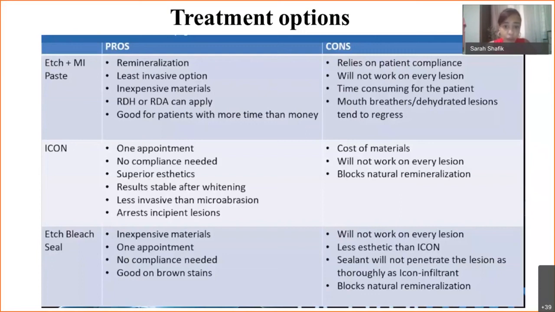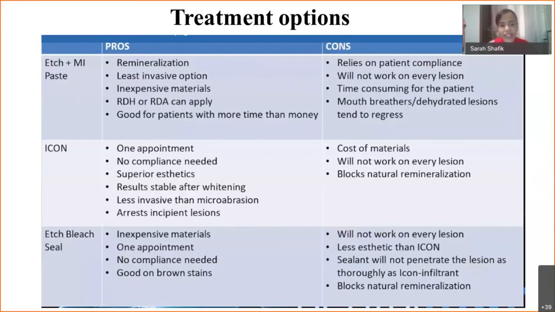You're not going to use a microabrasion or anything of these. And it arrests the insidious caries lesion. The main disadvantage is that it's a very costly material, and does not work in all lesions. Sometimes actually it does not work. In very stubborn lesions, it does not work. And it blocks the natural remineralization.